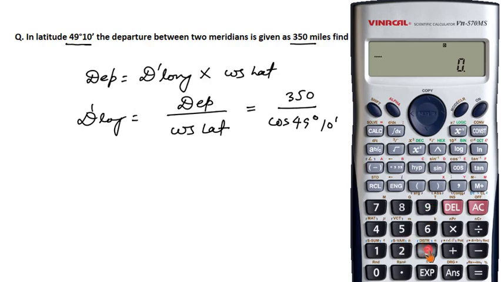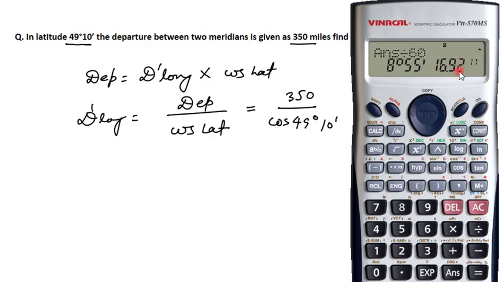So let's solve this problem. Let me just put it this way, 350 divided by cos of 49 degree and 10 minutes. So I get this value, 535.28. Well, that is a value you get in minutes. So I'll just divide by 60. So I get direct value, which is 8.9 or 8 degree 55 minute and 16 second.